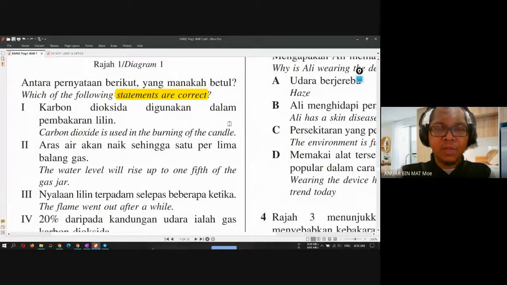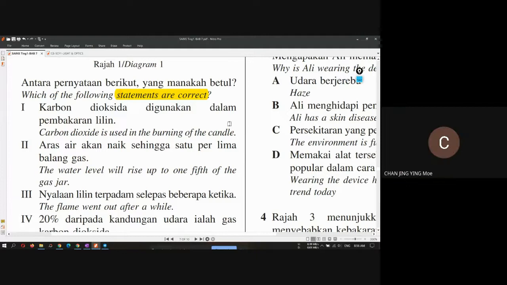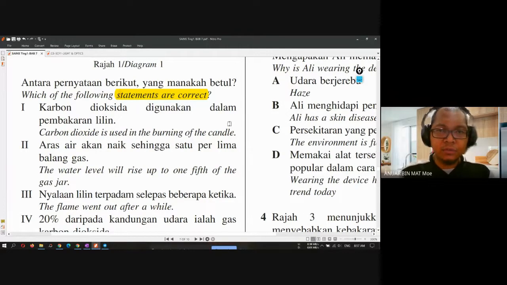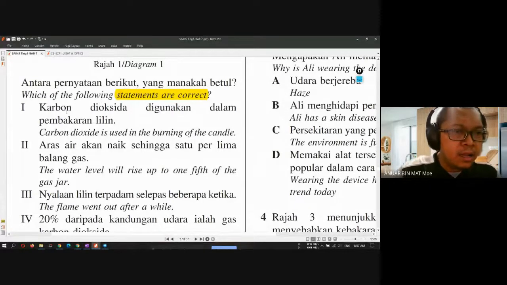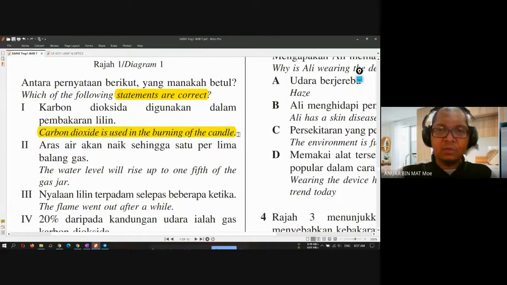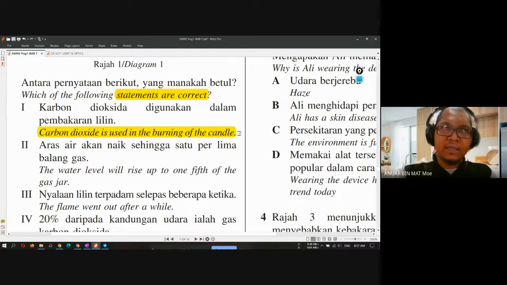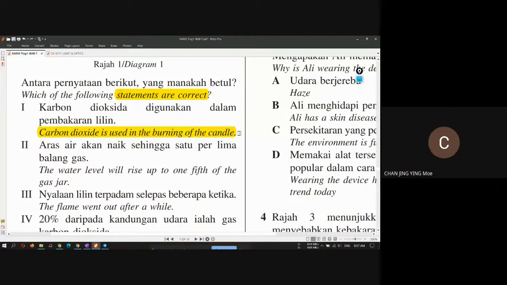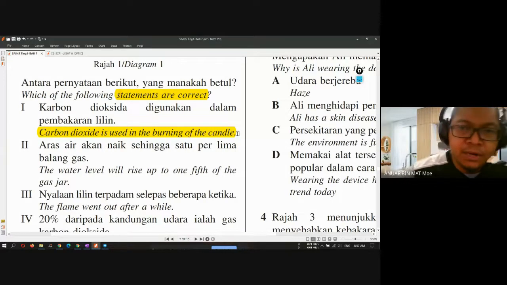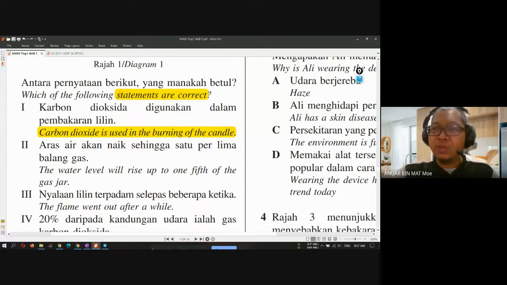How many correct statements you need to choose, class? How many? Two. Okay, yes, very good, correct. You need to choose two correct statements. Possible answer number one: carbon dioxide is used in the burning of the candle. True or false? False. What is the gas used in the burning? Oxygen. Yes, very good. The gas needed for burning is oxygen.